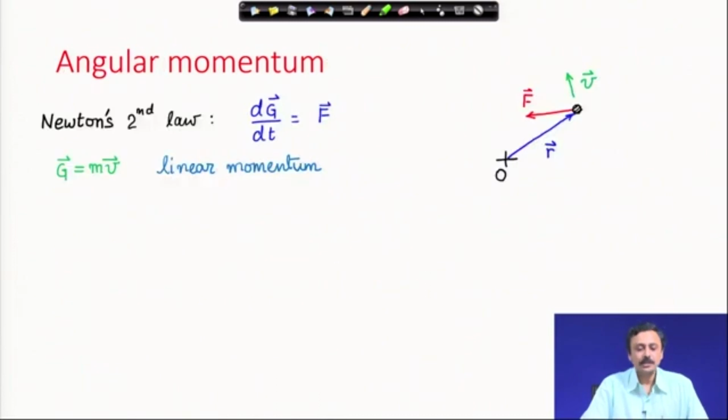Let us start with Newton's second law then. The rate of change of linear momentum is equal to the force, and g is the linear momentum, mass times velocity. Consider this fixed point O in the figure and the radial vector r to the particle at this instant shown. The particle was having a velocity v as shown by that green vector, and a force F as shown by the red vector is acting on the particle.